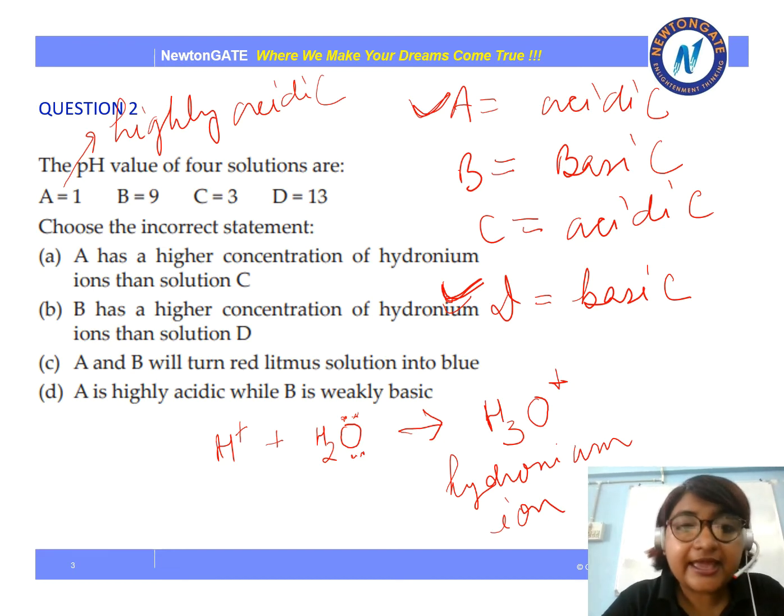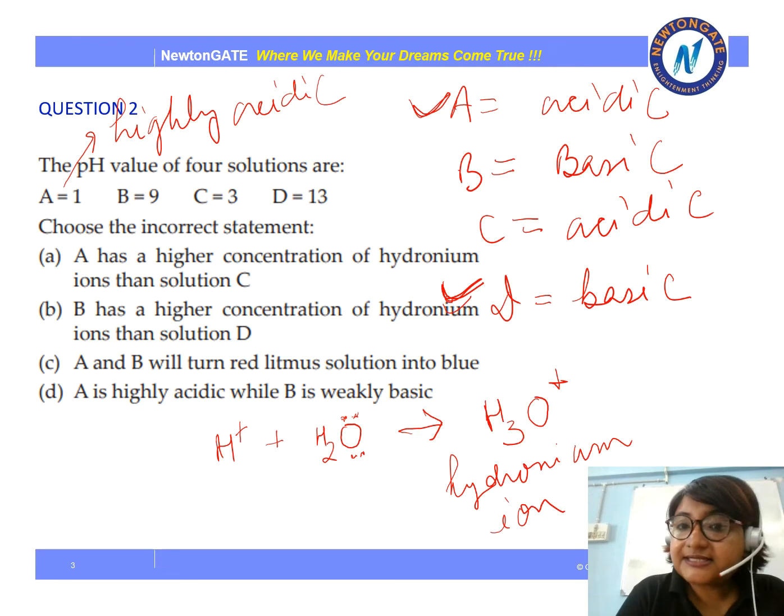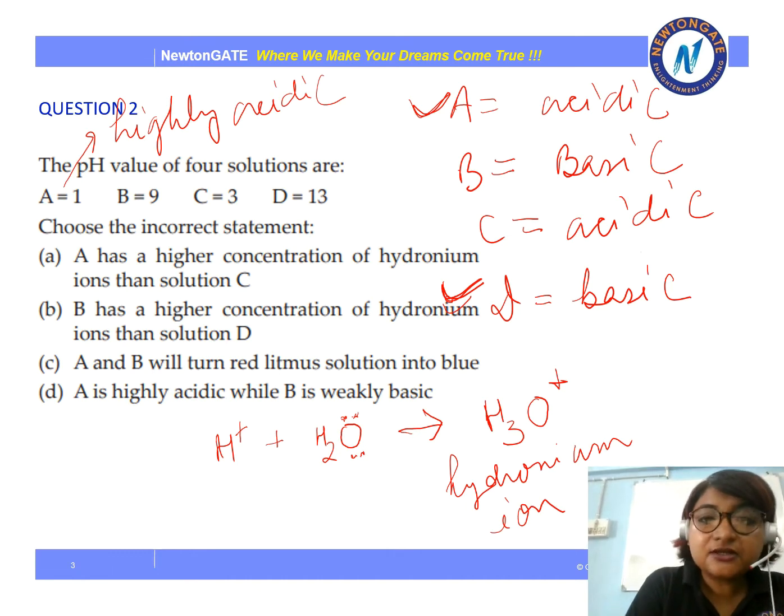Now, A has higher concentration of hydronium ions than solution C. A is acidic and C is also acidic, and A's pH is lesser than C's pH, right? A is 1, which is lesser than C. That means A is highly acidic. It is more acidic than C. So of course the solution A should have higher concentration of hydronium ions, right? Because it is more acidic. So this is a true statement.